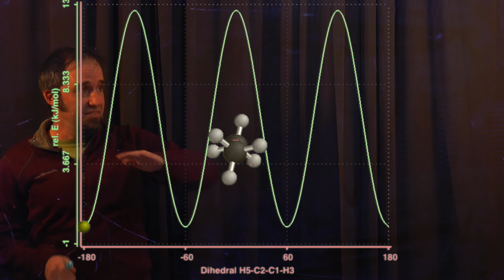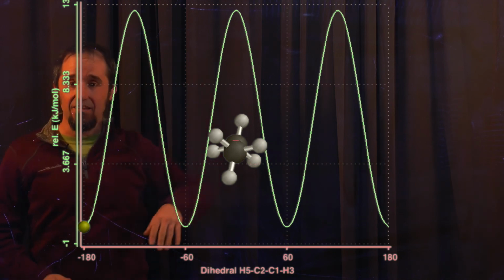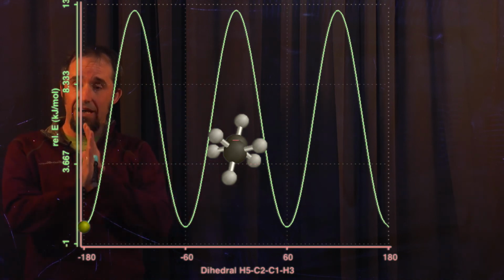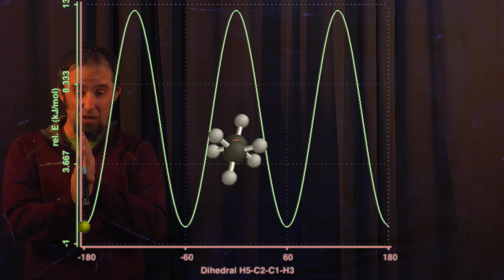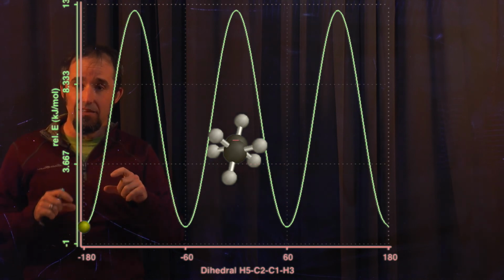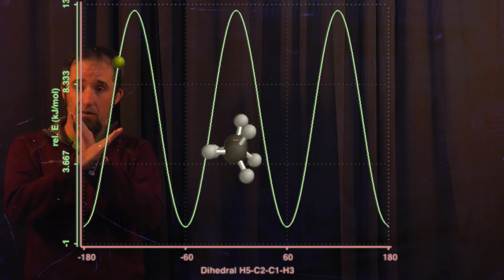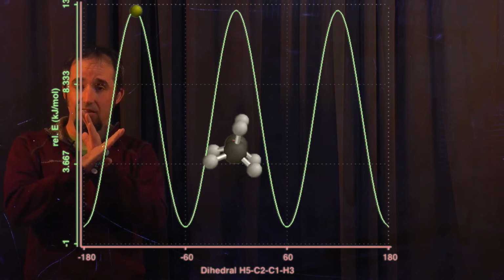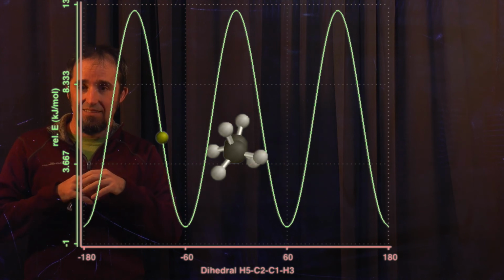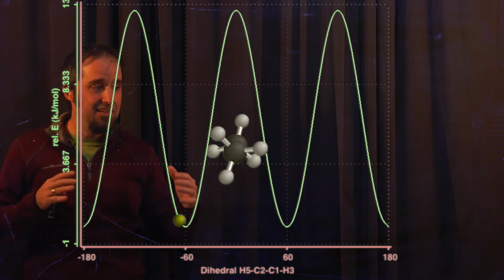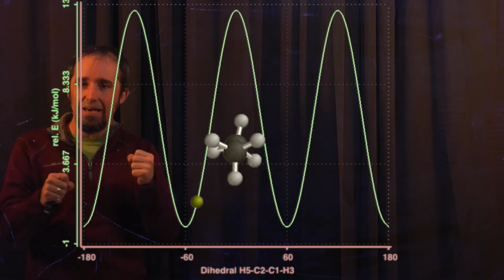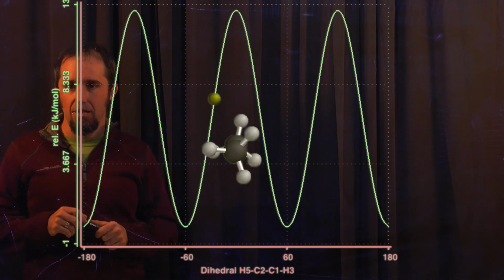As we go, you can see there's hills and valleys. The peaks are when the hydrogens are eclipsed. Those are actually transition states between the local minima. The minima are where the hydrogens are staggered. And again, the staggered is lower energy because it's got the least repulsion between hydrogens as the molecule can get.